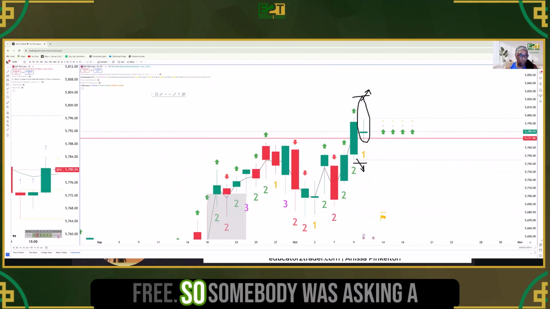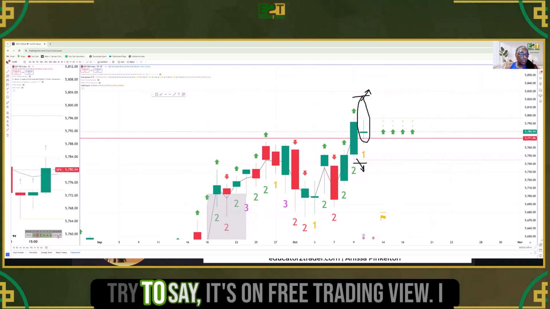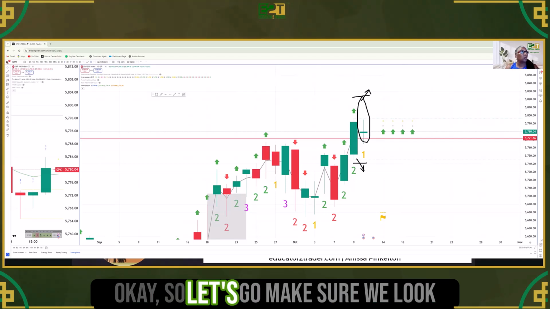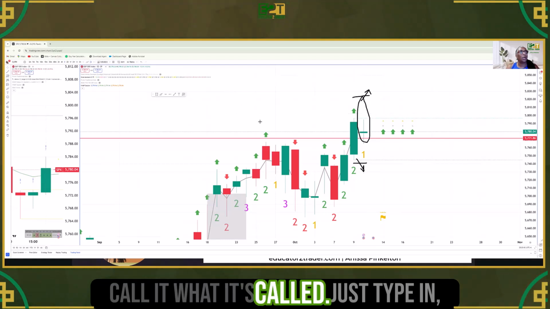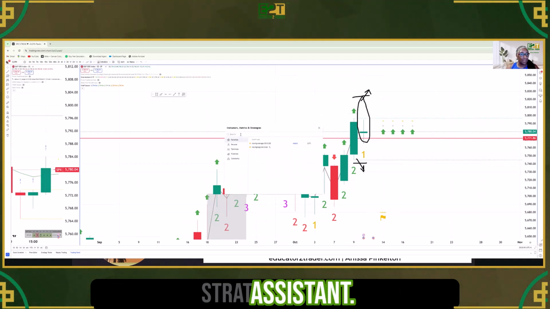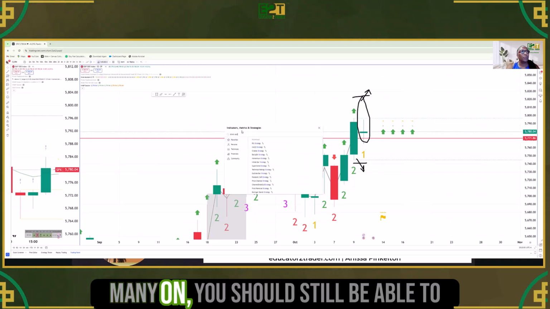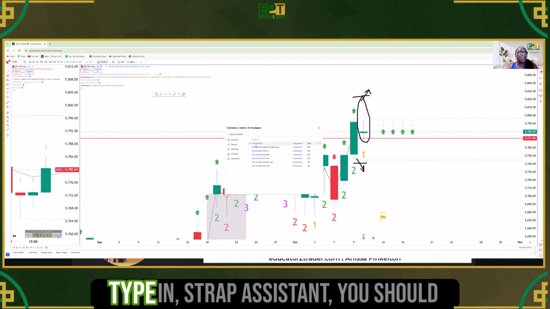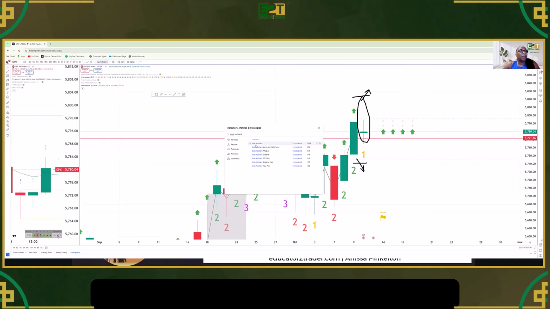Yeah, it's free. Somebody was asking a question about the indicator. The Strat Assistant is on free TradingView. I just searched for it and it's saying no indicators match your criteria. Okay, so let's make sure we call it what it's called. Just type in Strat Assistant. Even if you had too many on, you should still be able to see this one. You should be able to see it that way.